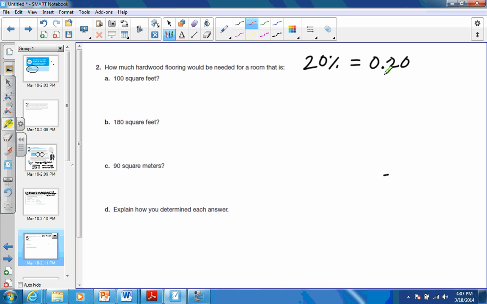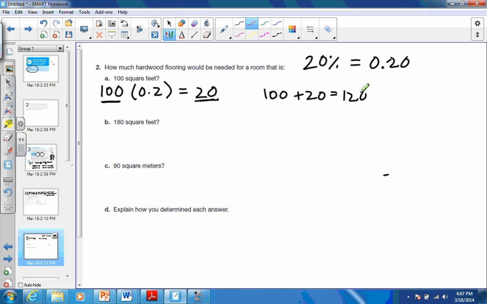So I would take 100, multiply by 20%, or 0.2, and that is going to give me 20. So this is what I start with. This is going to be my excess waste, and then I'm going to take the two and add them up to get my total. So this one is going to be 120 square feet total. I want you to do B, C, and D, and then come back and check your answer.